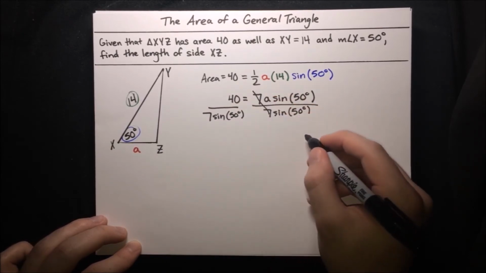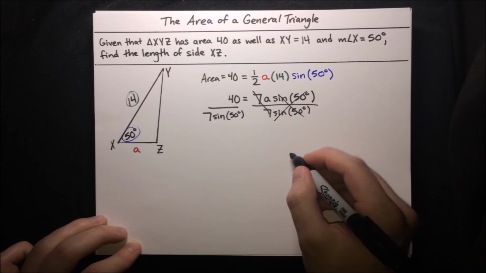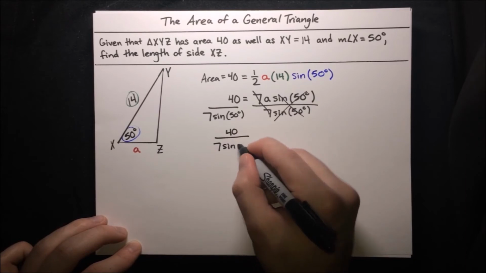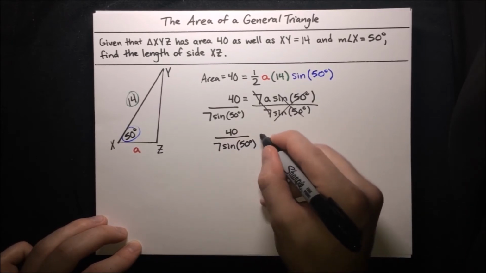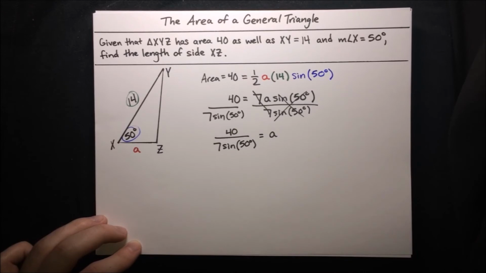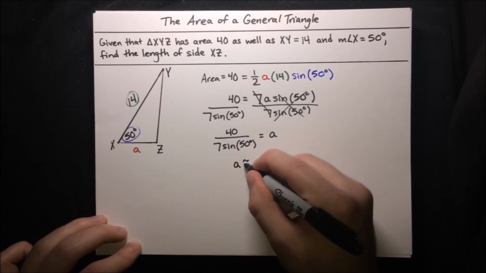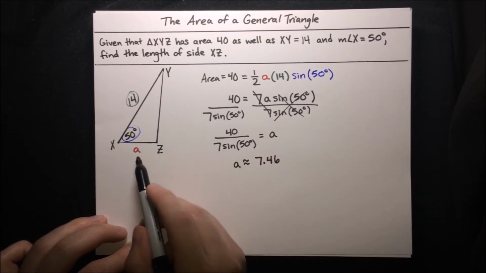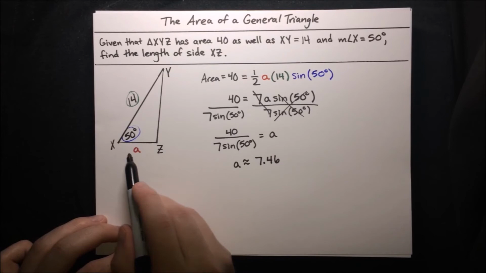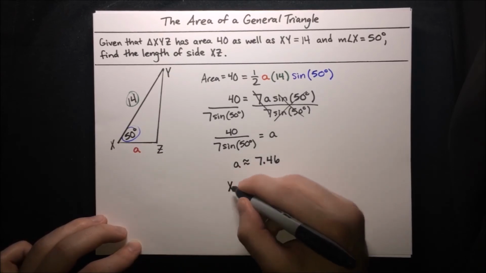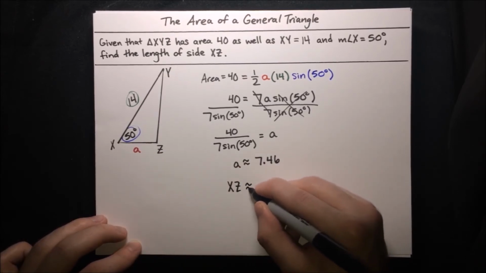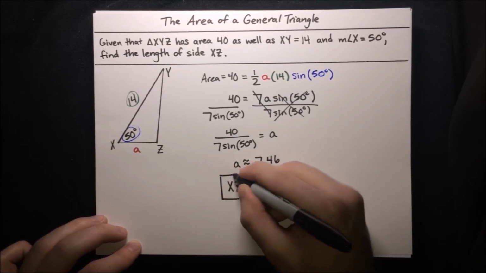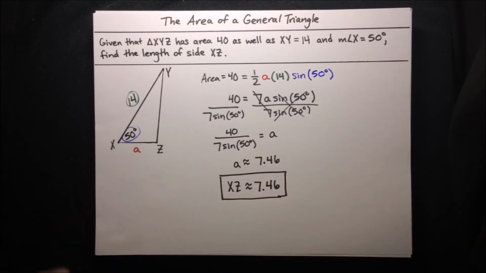And then this 7 will cancel out, sine 50 degrees will cancel out, and we'll just have that 40 over 7 sine of 50 degrees equals A. And if we punch that into our calculator, we find that A is approximately equal to 7.46. And A was just the variable that we assigned to be the length of side xz, so we have that xz, that length, is approximately equal to 7.46. So there we go. We've got the length of side xz.